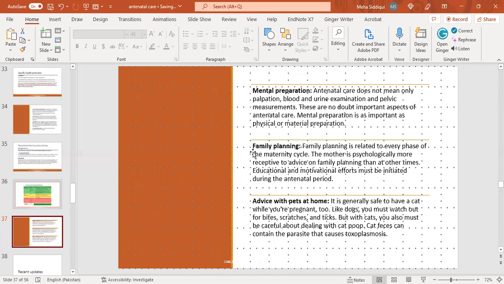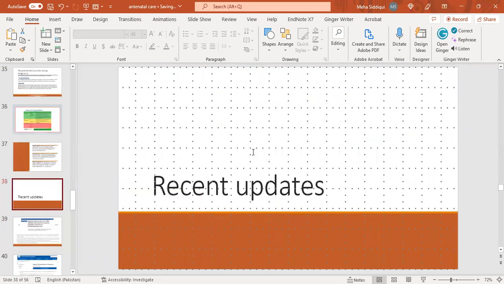Advice with pets at home. It is generally safe to have a cat or a dog while a lady is pregnant, but she must watch out for bites and scratches. With cats, she must be careful about dealing with cat feces, as cat feces can contain the parasite that causes toxoplasmosis.